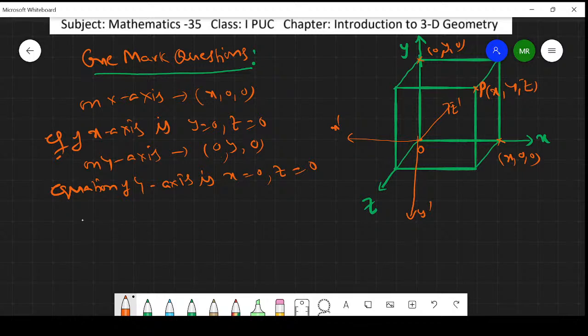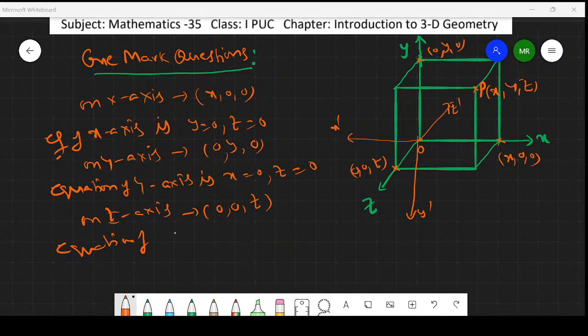Now similarly, the point on the z-axis. If you take the point on the z-axis, you will get (0, 0, z). So this point will be (0, 0, z). So, the equation of the z-axis.